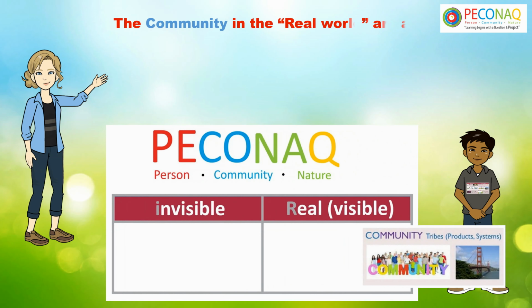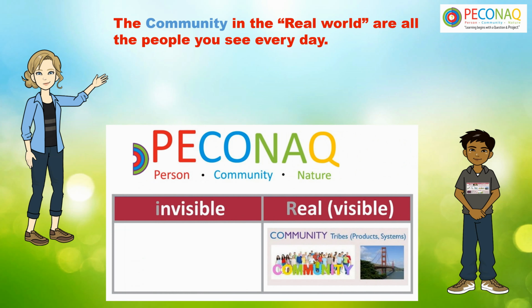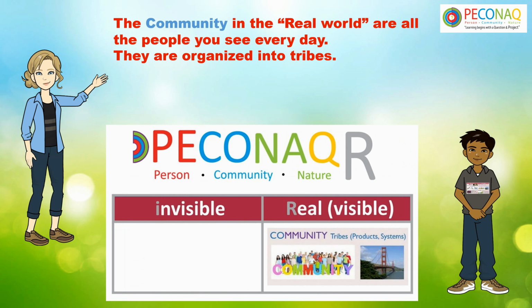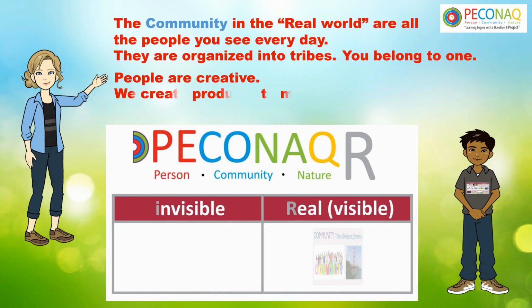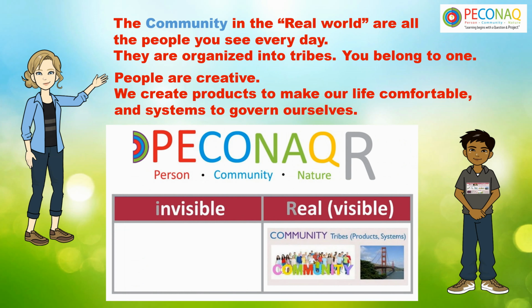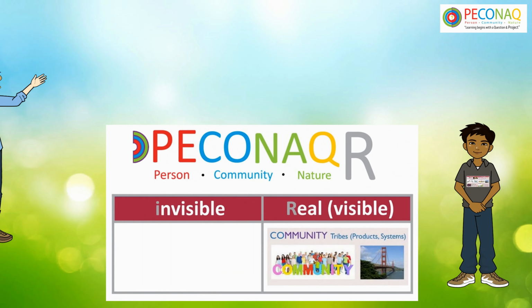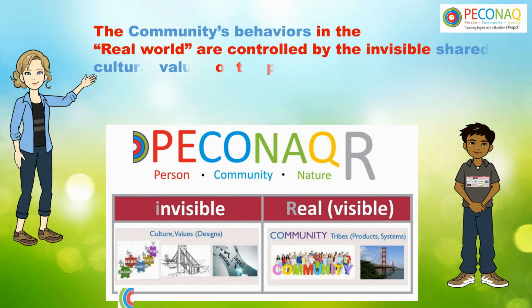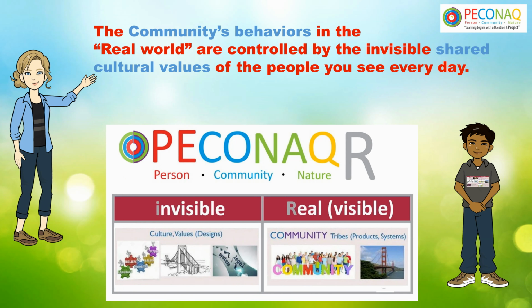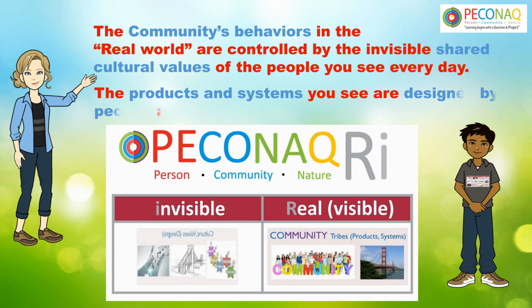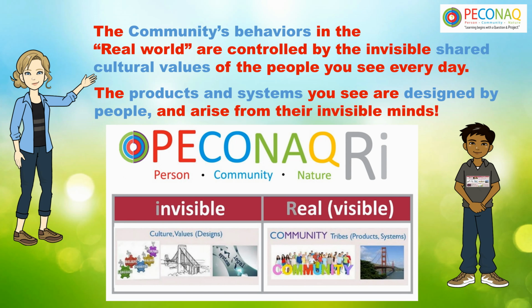The community in the real world are all the people you see every day. They are organized into tribes. You belong to one. People are creative. We create products to make our life comfortable and systems to govern ourselves. The community's behaviors in the real world are controlled by the invisible, shared cultural values of the people you see every day. The products and systems you see are designed by people and arise from their invisible minds.